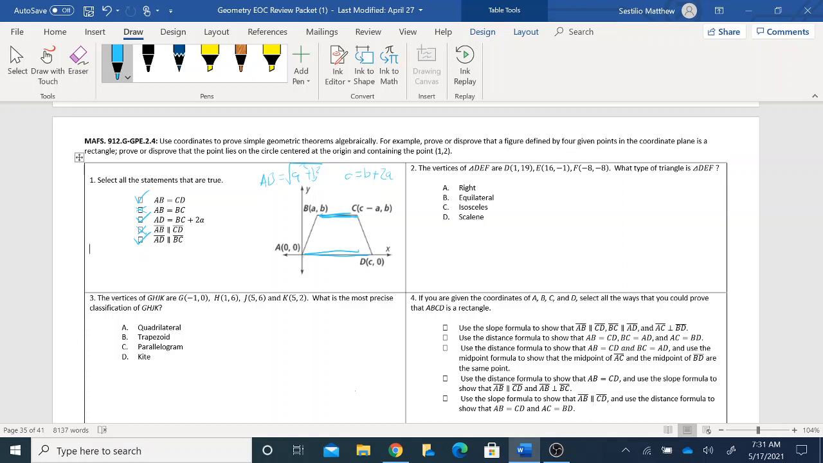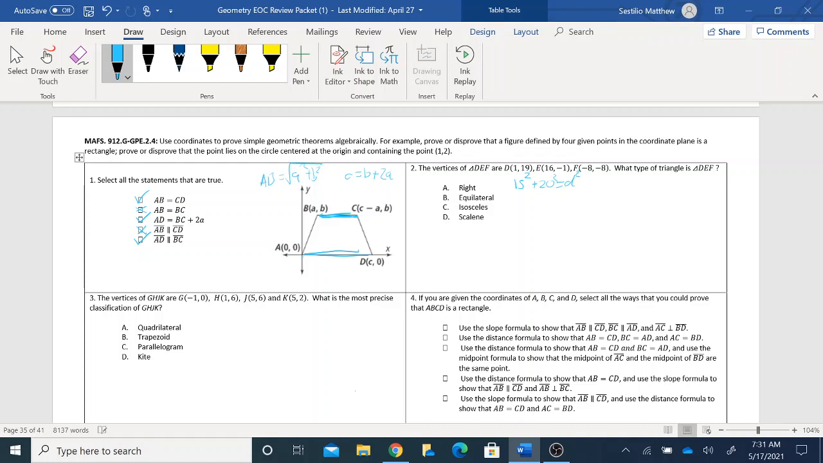Number 2, it's asking us what type of triangle this is, and essentially we have to figure out the distances between these. So we got to use the distance formula between all of them. So between D and E, how we would do that is what's the difference in the x values? Well, from 1 to 16, that's 15. So 15 squared. 19 to negative 1, that's a difference of 20, plus 20 squared equals the distance squared.